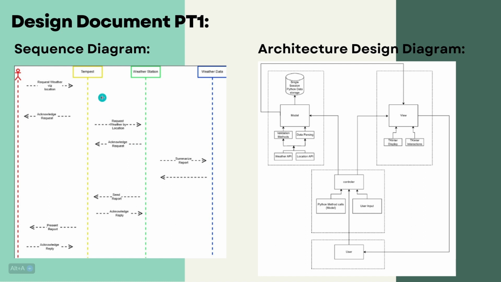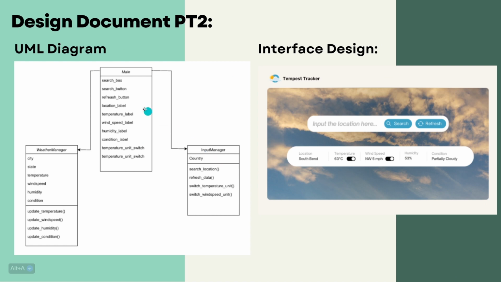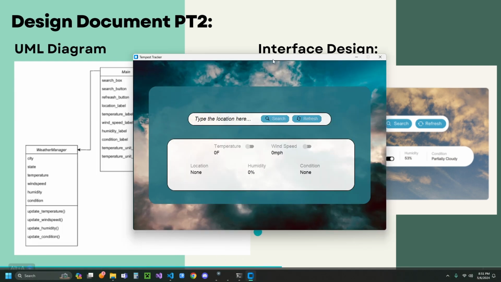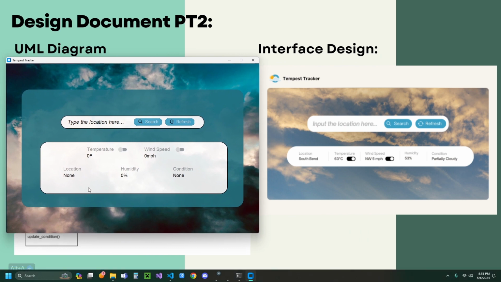Design document, here are some pictures that we had in the design document. So we had a sequence diagram and the architecture design diagram. We didn't end up using any kind of data storage between sessions, so this part is inaccurate, but the rest is pretty accurate. We used the MVC model. Here's the UML diagram. We followed this pretty well. Nothing really changed here. And the interface design. As you can see, it actually turned out pretty similar. We got different images, but for the most part, everything's about the same. Functionally, it is the same.